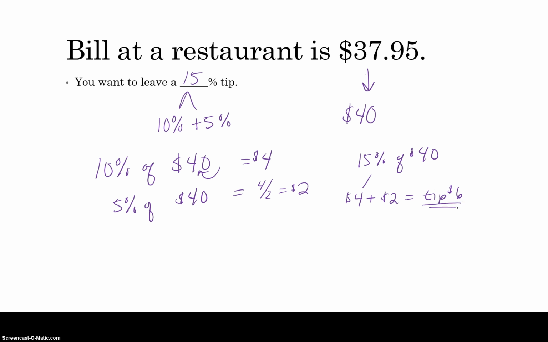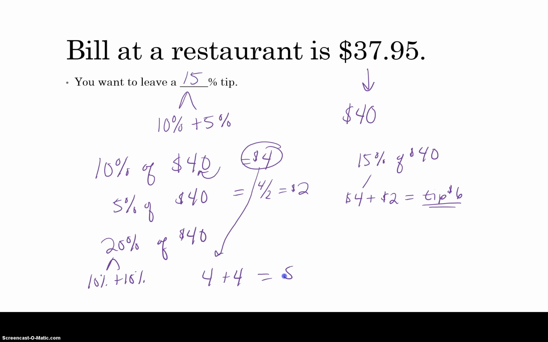Now let's say you had really great service or better than average service and you want to leave a 20% tip. A 20% tip of $40 would be 10% plus 10%. We already determined that 10% was $4 up here, so I just have to add 4 and 4 to get a 20% tip, which would equal $8.